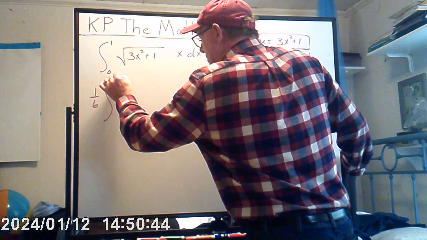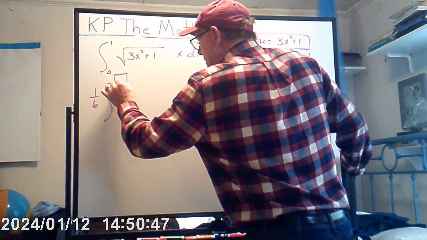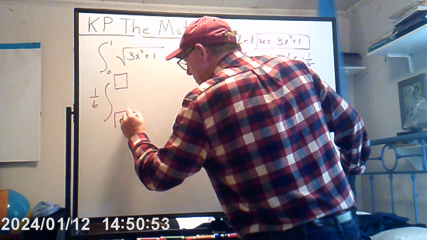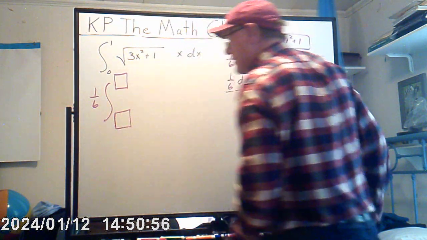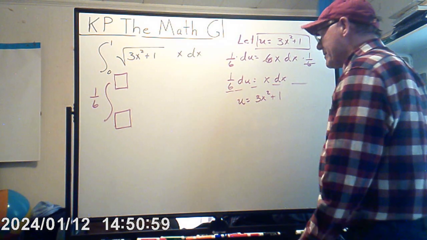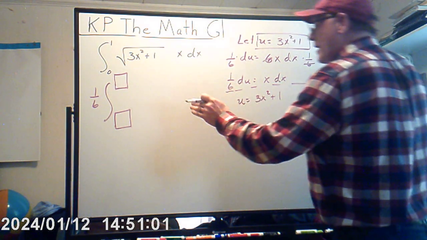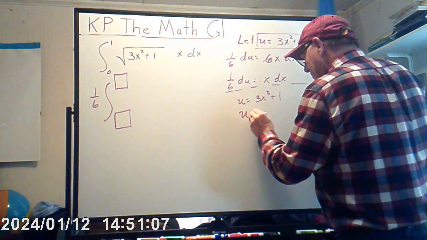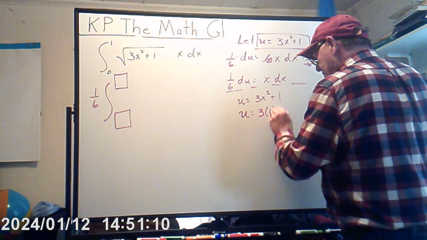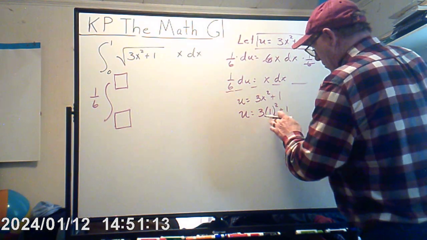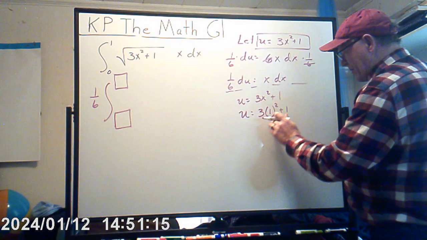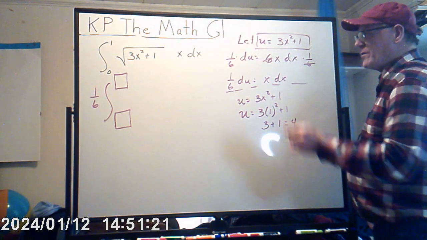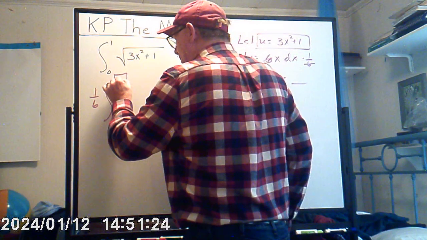and I'm going to integrate, but this time I'm going to change my limits of integration. And there's a reason for it. It makes life a little simpler, I think. Now, here's how to do it. You take the upper level, 1 squared plus 1. 1 squared is 1. 3 times 1 is 3. 3 plus 1 is 4. So instead of a 1 here, I'm going to have a 4 here.